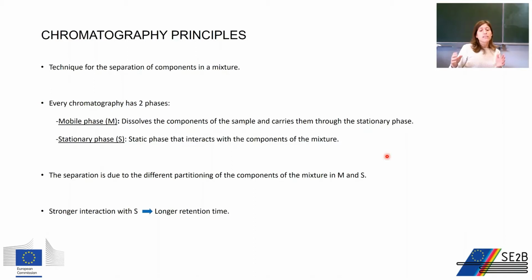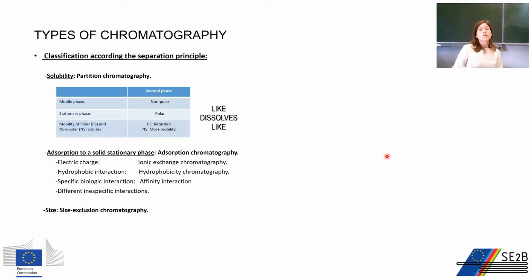Therefore, the stronger the interaction of the solutes with the stationary phase, the longer will be the retention time. So there are different separation principles in chromatography, and according to these separation principles, a classification has been made. One separation principle can be solubility. For example, if we have as a stationary phase a polar component, then polar solutes will be retarded in comparison to non-polar solutes. Why? Because of the like dissolves like principle.